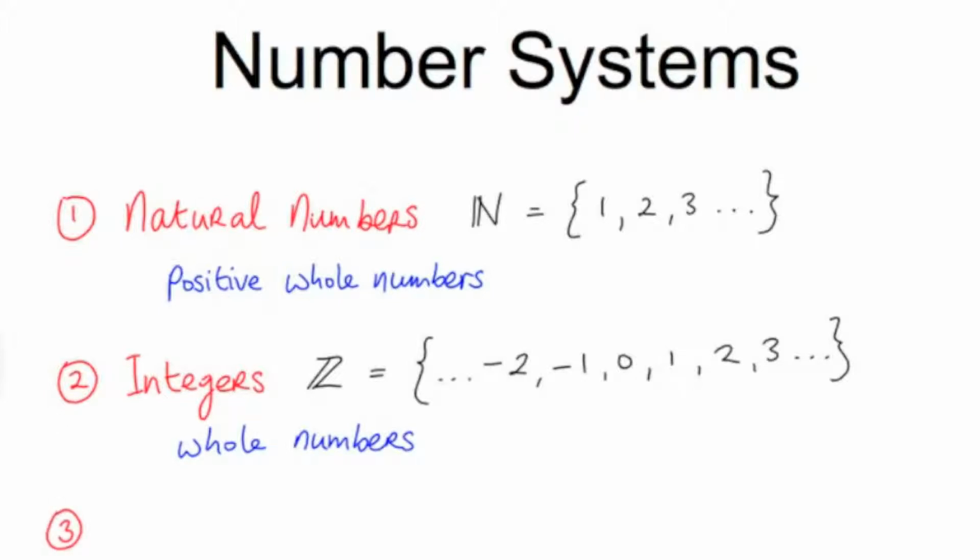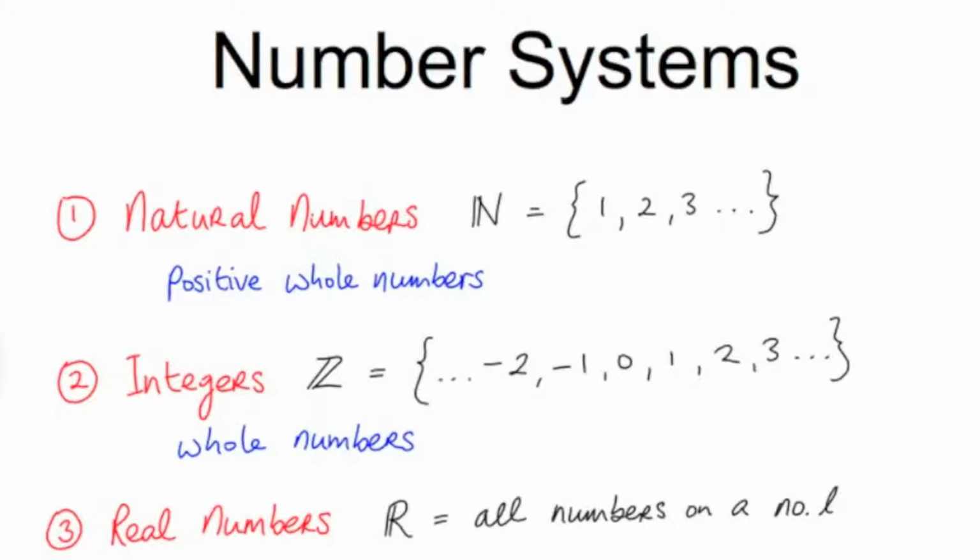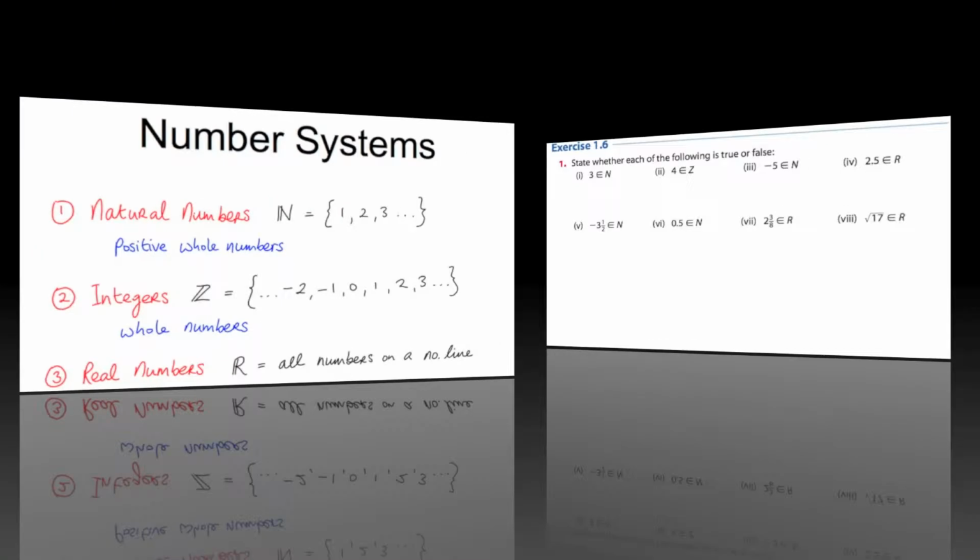The third type of number we must know is real numbers. Every number on the number line is a real number. It includes positive numbers, negative numbers, fractions, and decimal numbers. So any number that can be represented on a number line is called a real number. And these are the three number systems we must know.